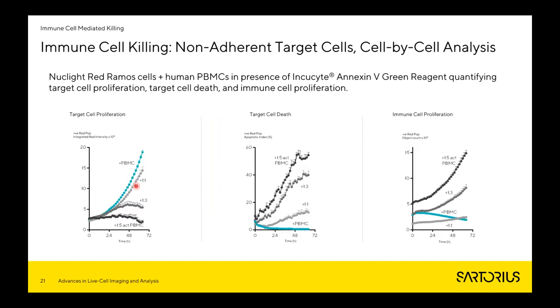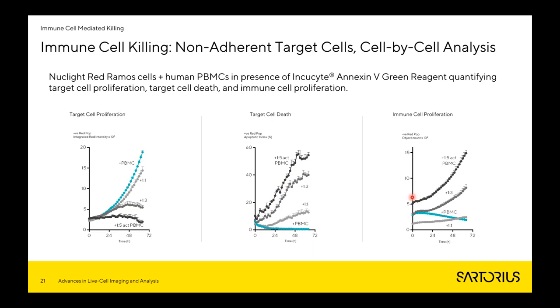When we look at the different effector to target ratios and activated PBMCs, much like with the adherent cells, we see that with non-activated PBMCs, we see an increase in target cell proliferation, whereas we don't see the same effect when we're looking at activated PBMCs. We can look specifically at target cell death, as I mentioned, by utilizing the cell-by-cell analysis module, and this allows us to perform an apoptotic index analysis as well. And here we can see at the highest effector to target ratio, we have the highest degree of killing.